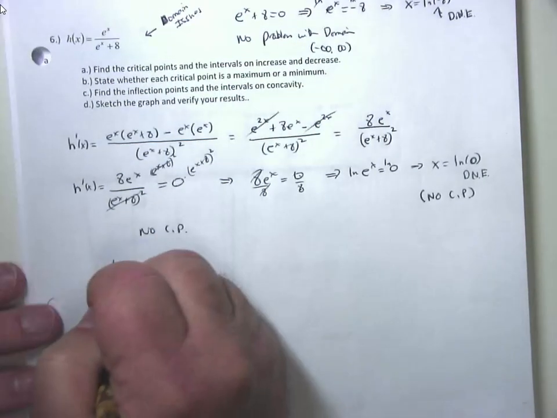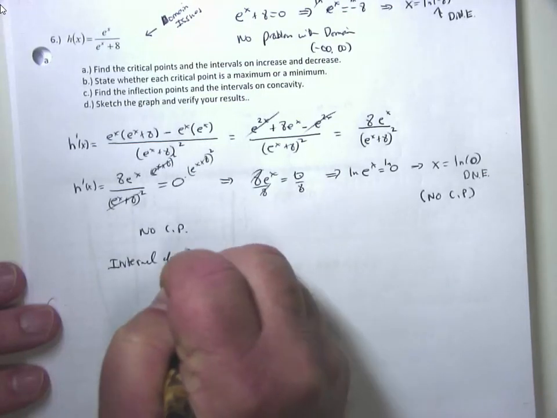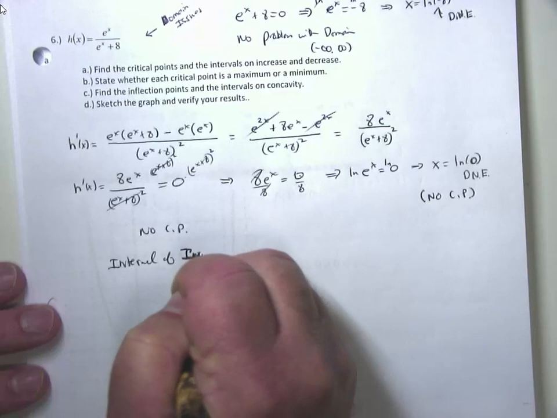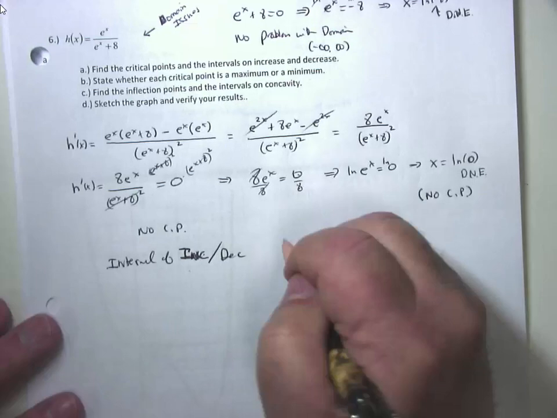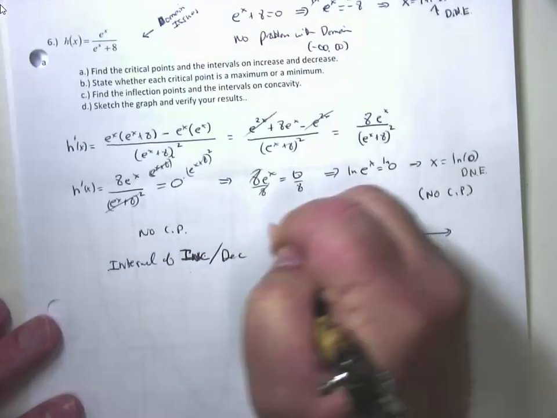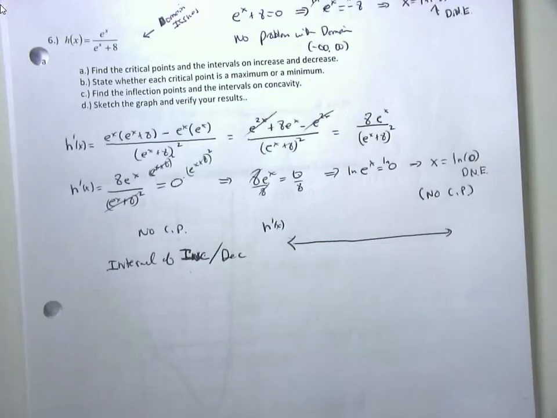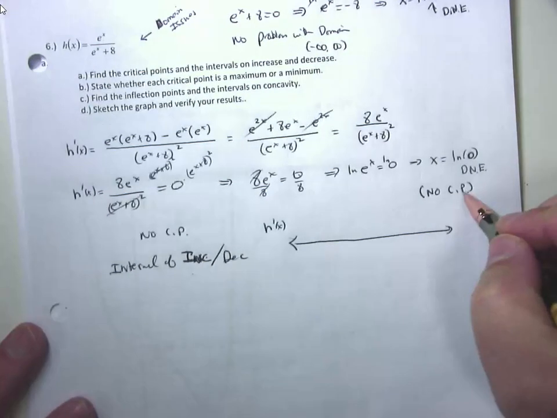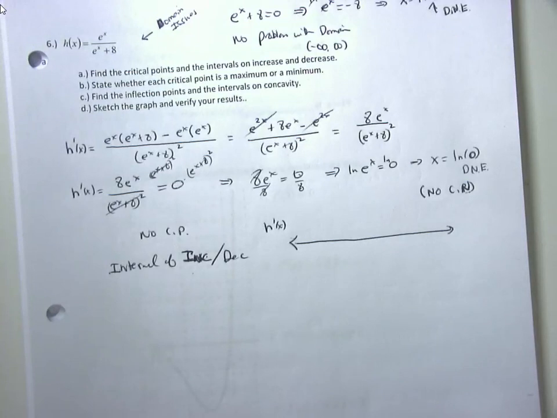But I still need to find intervals of increase and decrease, which means I got to draw a number line. But on my number line, I want to put my critical numbers. Guess what? There are no critical numbers. There are no CNs. So what am I going to put on my number line? Nothing. There are no subdividing. It's one big number line.